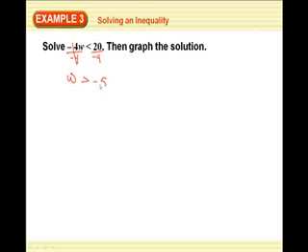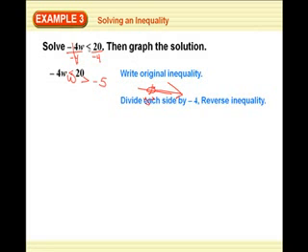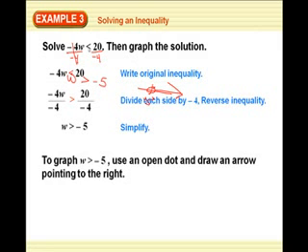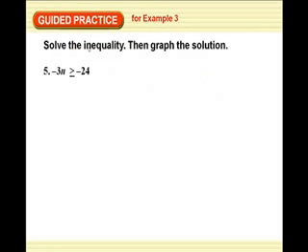So then it would be w is greater than negative 5. So there's negative 5, circle it. So let's pick a number greater than negative 5. 0. So we'll try 0. 4 times 0 is 0. Is 0 less than 20? Yes. So we know we're right. And you just have to remember to flip the sign. And you only flip it when you multiply or divide by a negative to get a letter by itself.